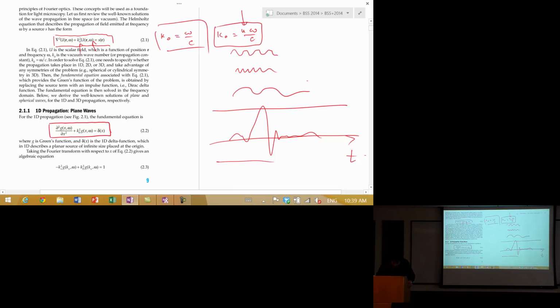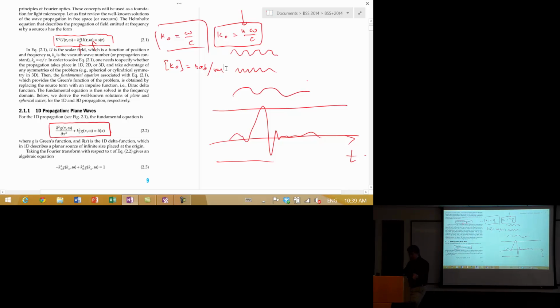So you see, K naught has the material properties inside. For a frequency omega, if I am in a medium of refractive index n, K naught is set. Because C is just a constant, right? The speed of light in vacuum. So what do you think the meaning of this K naught is? What's the unit, first of all? The unit is radians per meter, or more realistically, per micron.